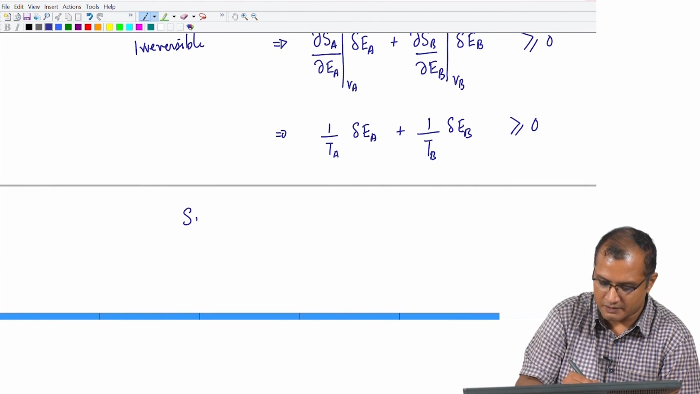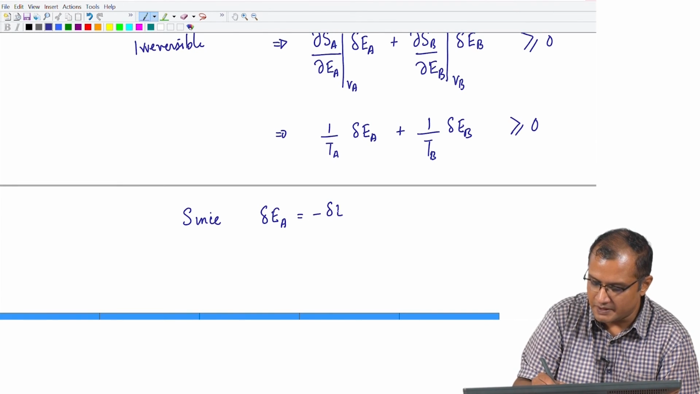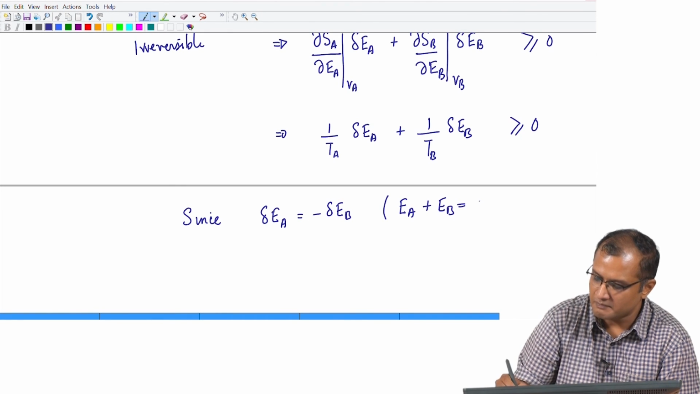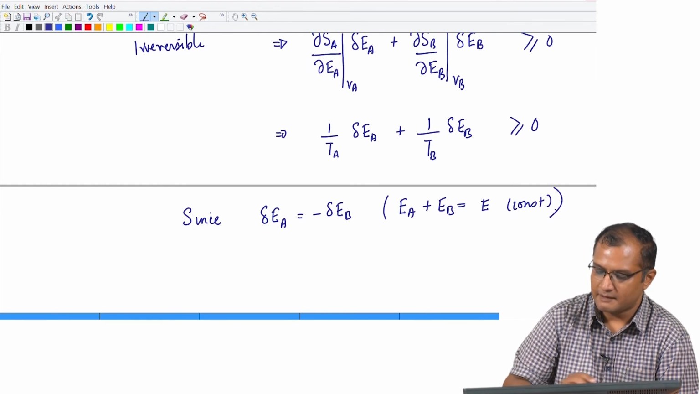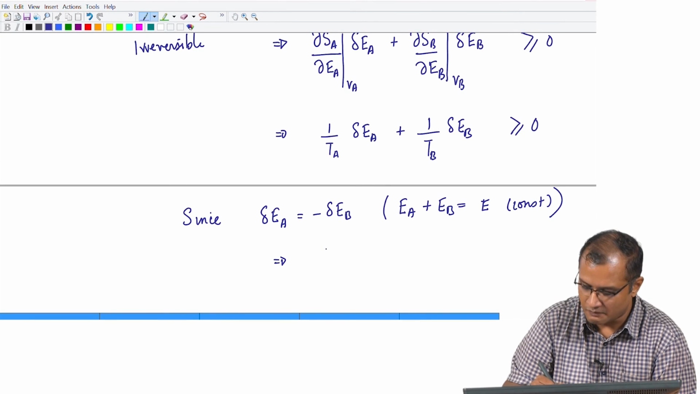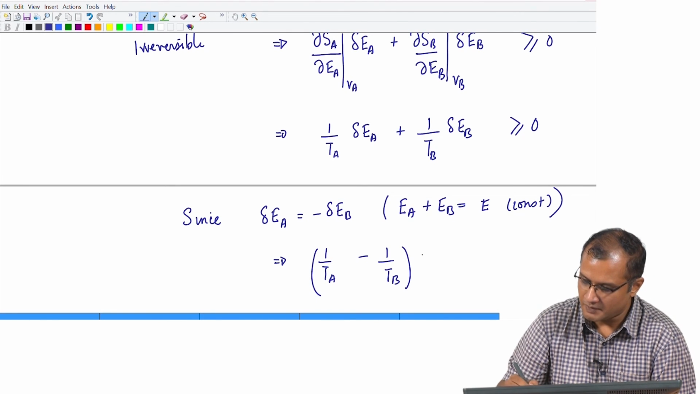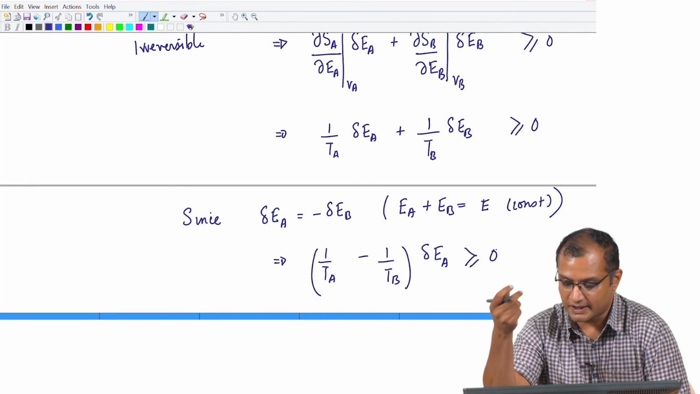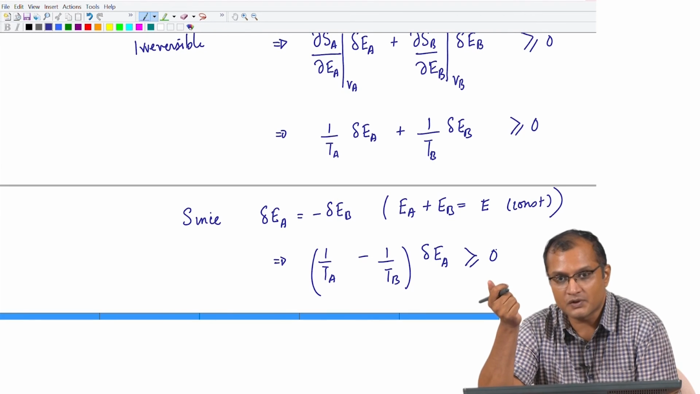Since delta E A is equal to minus delta E B, because E A plus E B is constant, you can rewrite this inequality as 1 upon T A minus 1 upon T B, into delta E A, greater than or equal to 0. This is the beauty of the second law: it gives you the direction of heat flow.